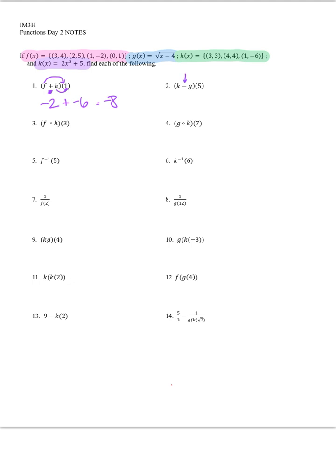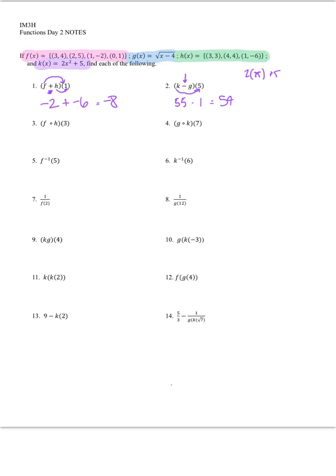So I need to figure out what the k function evaluated at 5 is, which I may have to do a little bit of math. Let's see, 2 times 25 plus 5, I believe that's 55, minus g of 5, a little bit more math. 5 minus 4 is 1, square root of 1 is 1. I believe the answer is 54.